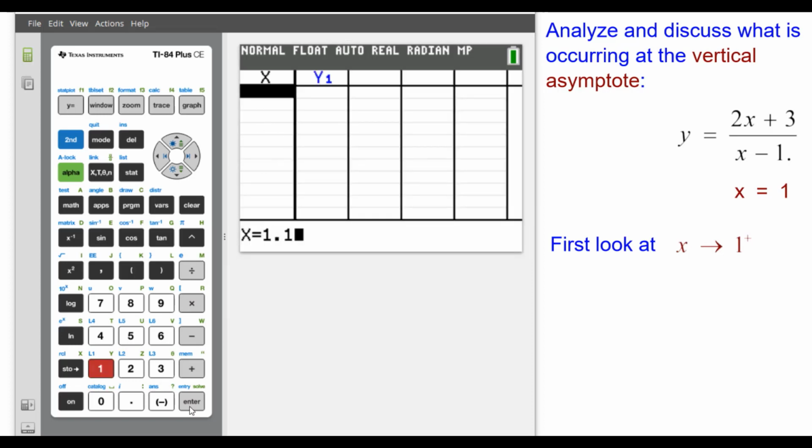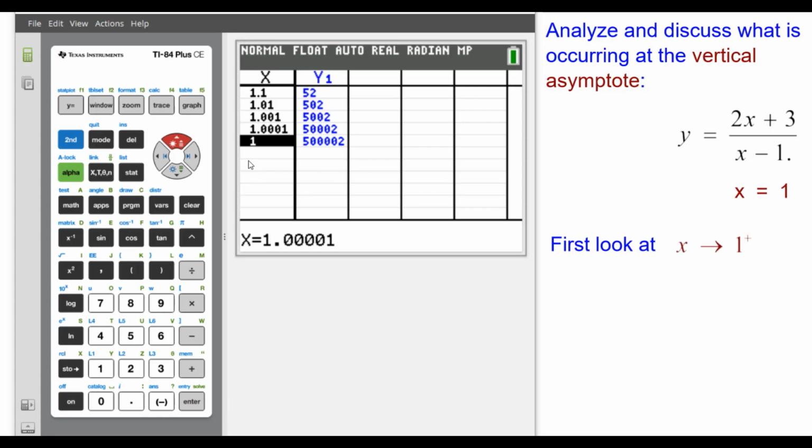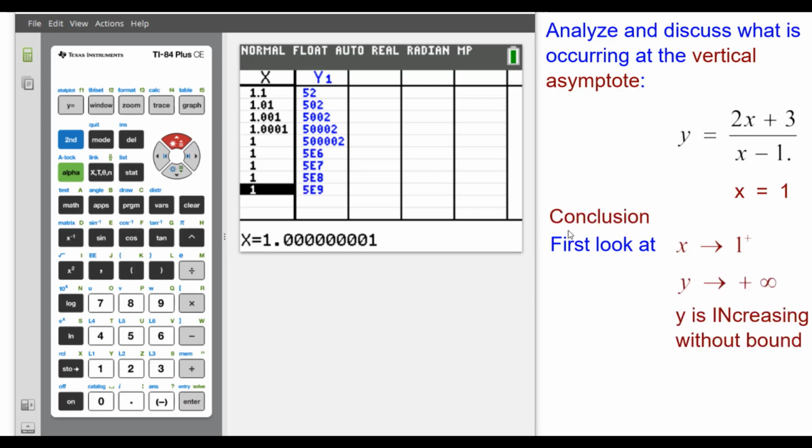We will use the table ask feature, so 1.1, 1.01, and so on. And I typed a few more in, and you can see I'm running out of width here, but I can still get the number by sitting on top of it. So my conclusion, as x approaches 1 from the positive side, y is increasing without bound.